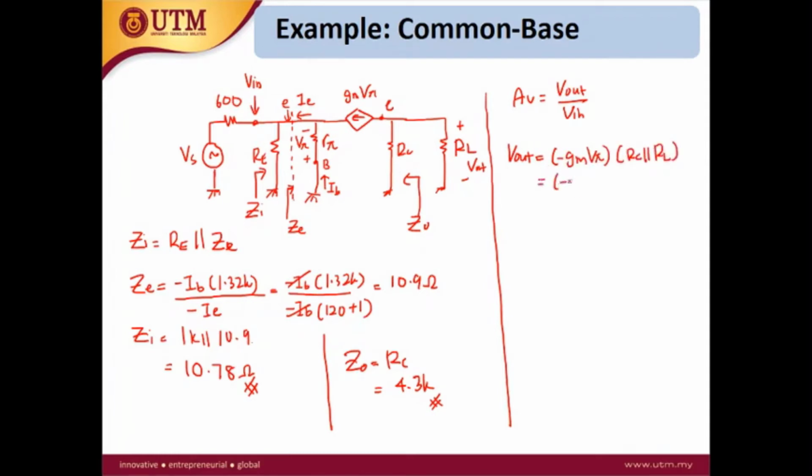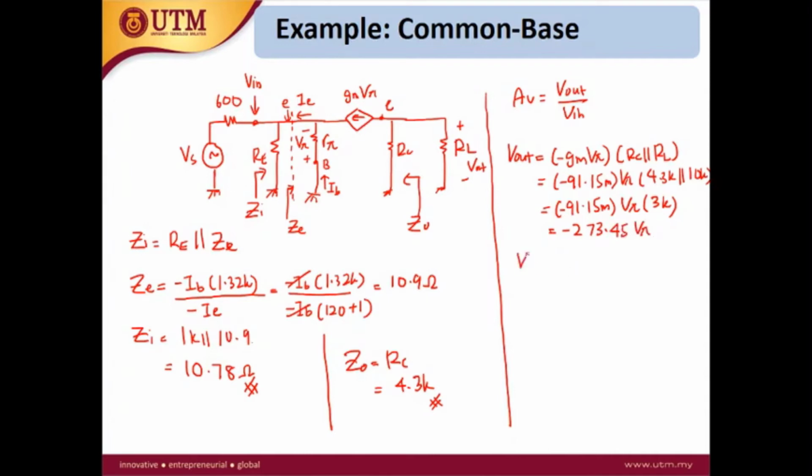So this is negative 91.115 milli, and then we have the V pi. RC is 4.3K parallel with 10K. So here you will get the RC parallel with RL is equal to 3K. So the answer is 273.45 V pi. So this is the V out.